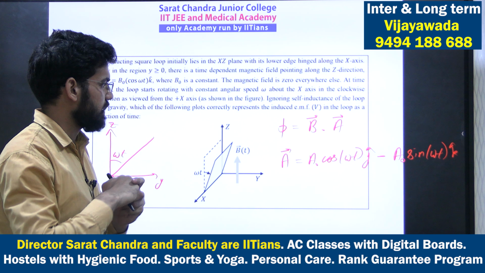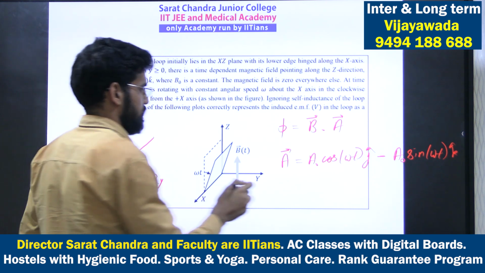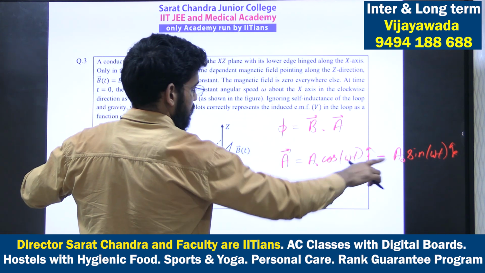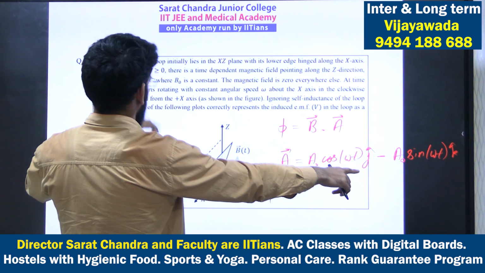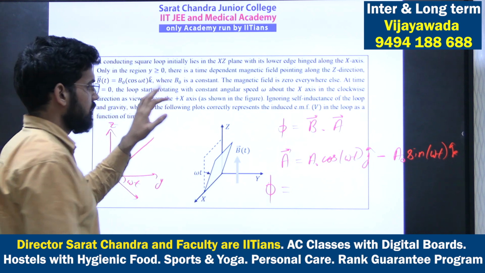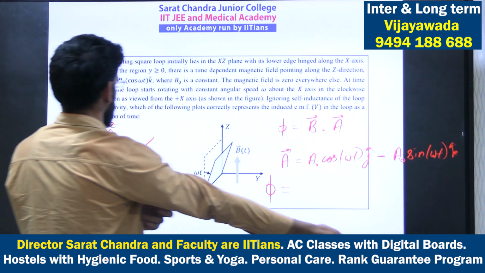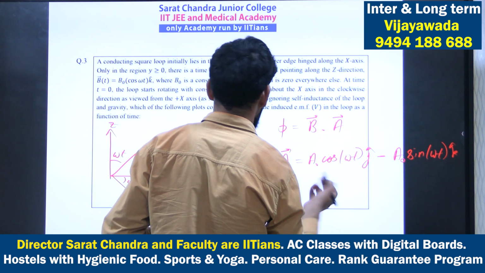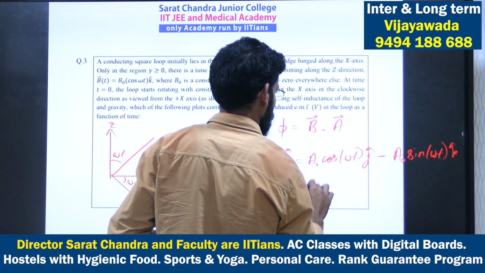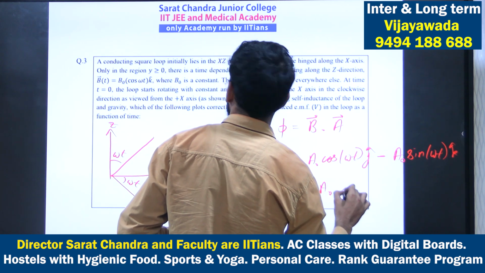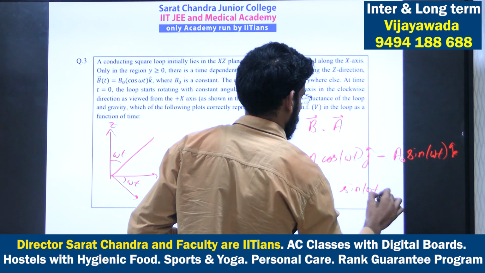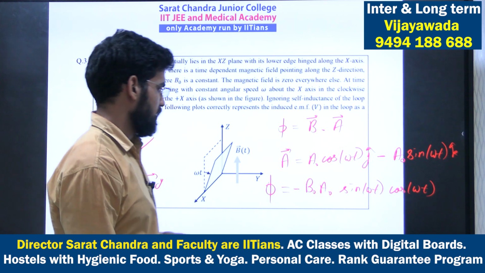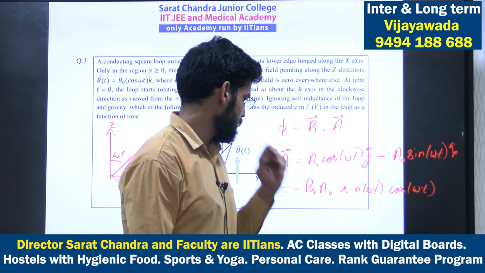So from here I can write down the flux. For flux, B naught will come and area A naught will come. The dot product J dot K will be 0, and K dot K will be 1. So you will have this term with that, and the negative will be coming, so take the negative also into account: B naught A naught sin omega t cos omega t.